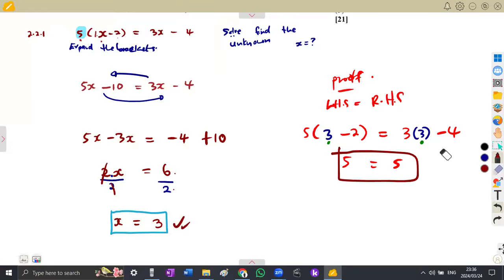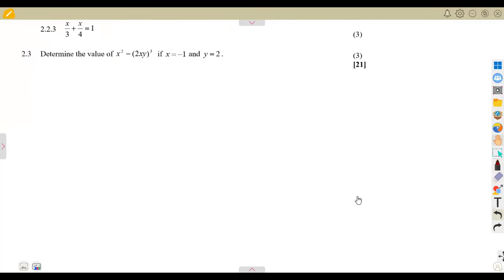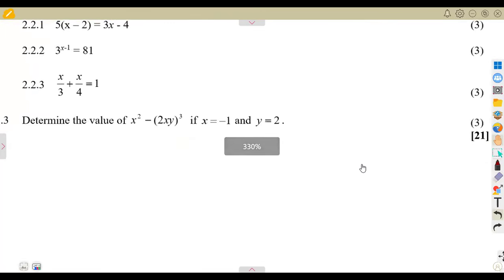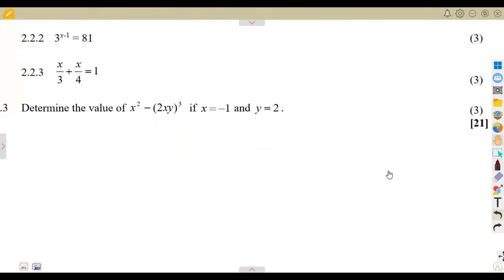That is how you can see whether this is correct or not. So you just need to work with more questions. Just try to revise as many questions as you can. On 2.22, this was actually an exponential equation: 3 to the exponent of x minus 1 is equal to 81.